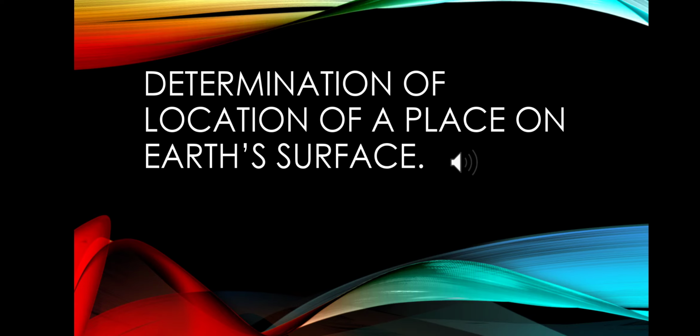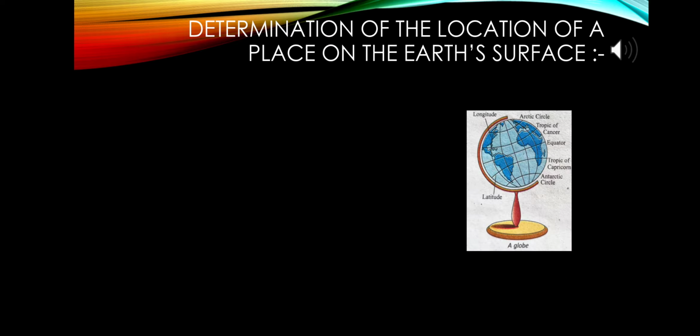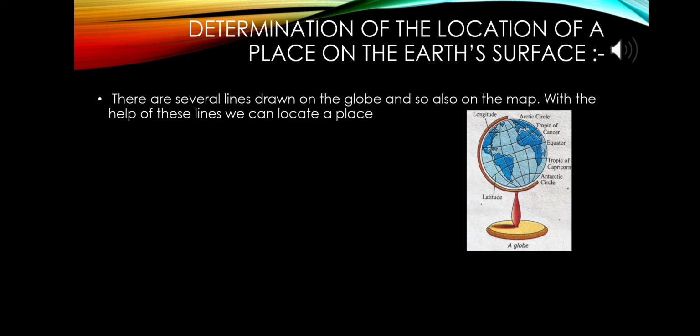Today in our class we will discuss a new chapter, that is the determination of locations of a place on Earth's surface. Okay, so we will first discuss the determination of locations of a place on the Earth's surface. You know, the Earth's surface is spherical, right? And there are so many towns, cities, forests, ports, airports, all of these are here.